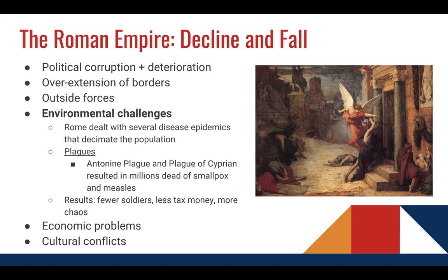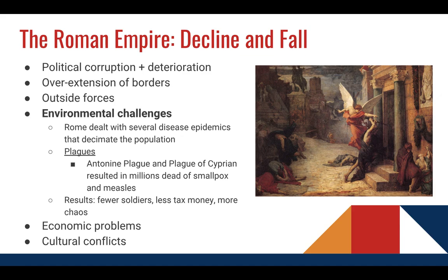Now, another reason why Rome is weakening is because it dealt with some environmental challenges that they had no control over. There were several disease epidemics that were particularly destructive for Rome. For example, the Antonine Plague in the 2nd century and the Plague of Cyprian, I think in the 3rd century. They resulted in millions of people dying of smallpox and measles.